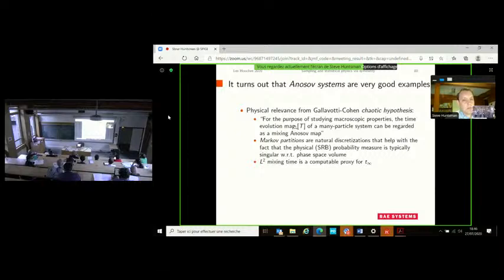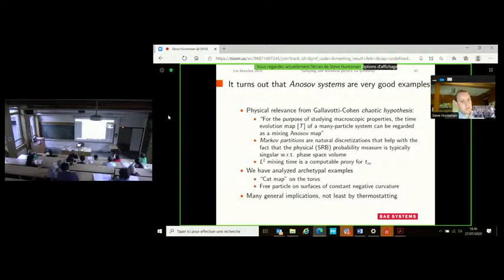And if it's a many particle system, it ought to be mixing Anosov. And these maps have natural discretizations called Markov partitions. This helps with the fact that the actual physical measure is very singular with respect to phase space volume. Right? The chaotic system lives on an attractor, so the measure is going to be singular. And they have L2 mixing times that are computable proxies. So we looked at a couple of examples, a cat map on the torus and a free particle on a constant negative curvature surface. And these are general enough that they have a lot of implications. So you could thermostat and weakly couple and argue a lot from here.